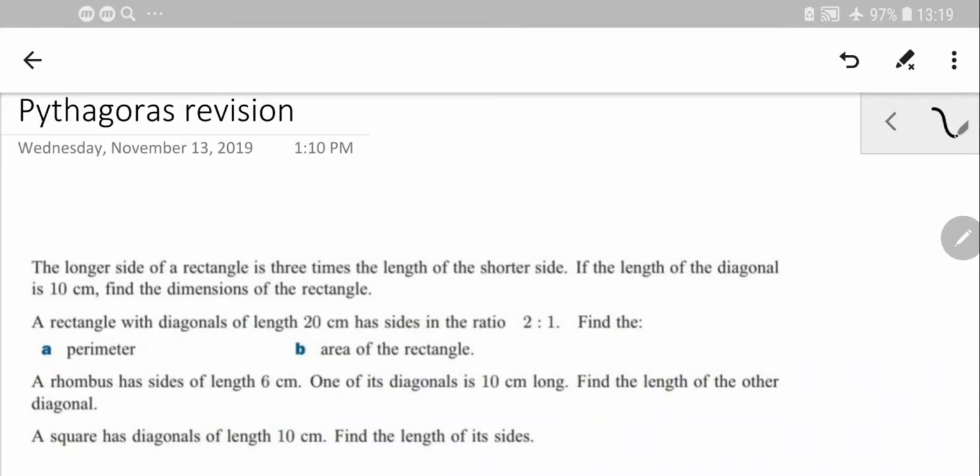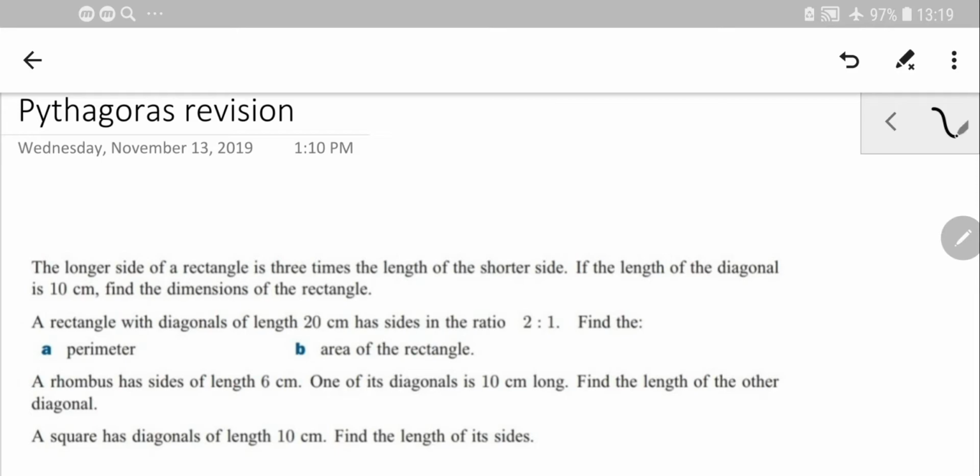Hey, it's the right time to go through Pythagoras revision, okay? For those who struggle with different problems and don't understand how to work with real GCSE problems, it's the right time to get into it, okay?